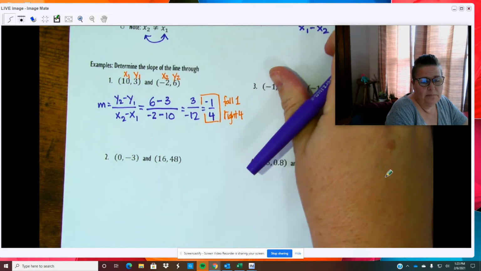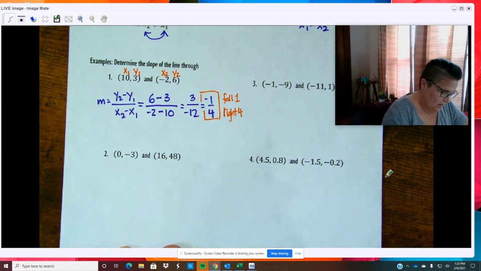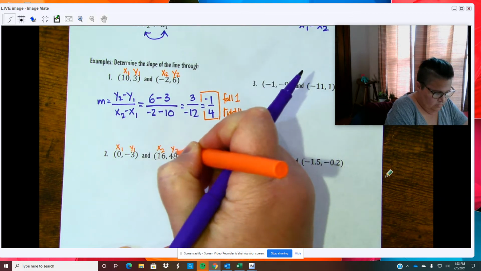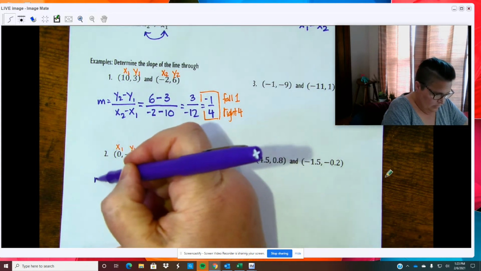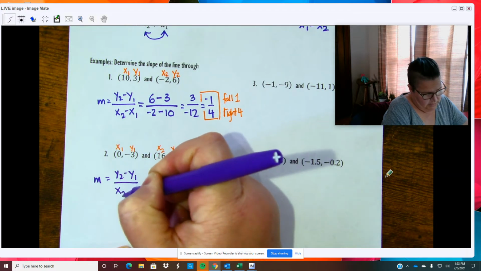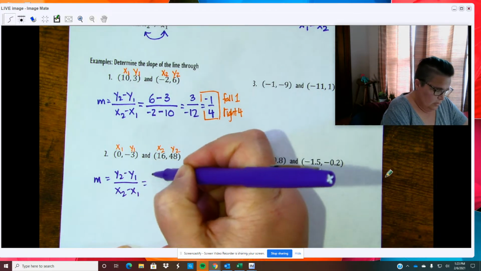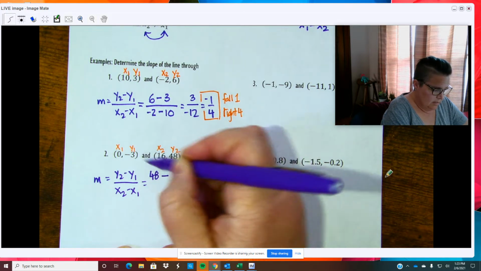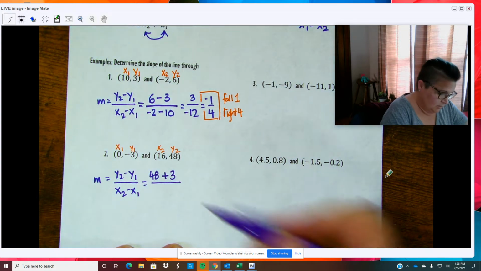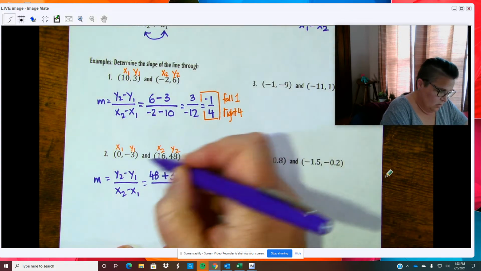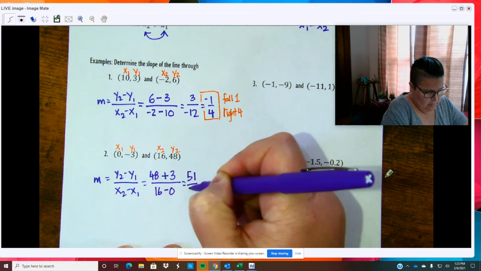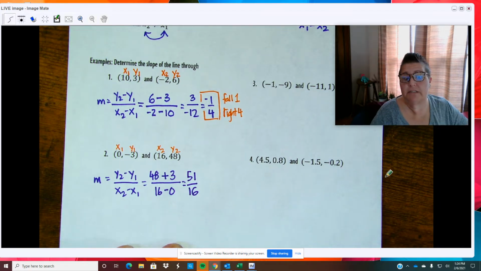Let's try the second one. The second one, I have x1, y1, x2, y2. So my slope will be y2 minus y1 over x2 minus x1, or 48 minus a negative 3. Remember, minus a negative is a plus, right? So 48 minus a negative 3 over 16 minus 0. And that's going to be 51 over 16.